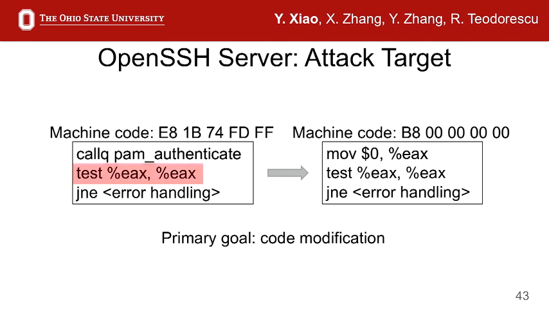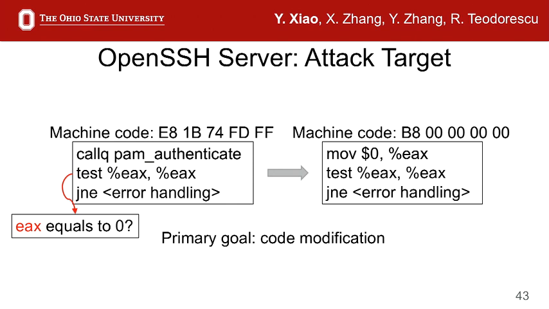Notice that the second line in the graph is a judgment of whether the authentication result stored in register EAX is 0. If not, the authentication fails. So our target is to change the code so that every time the authentication is requested, EAX always contains 0 as a result.